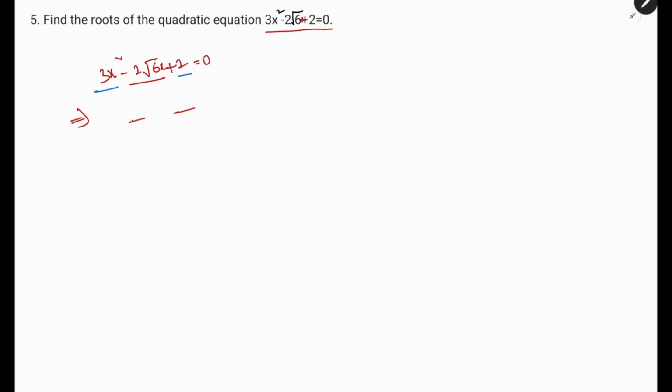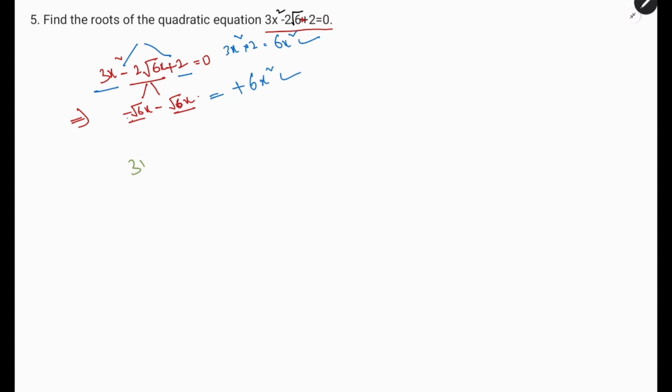See, here we write minus 2 root 6 x as minus root 6x and minus root 6x. Can we write like this? Yes. So we will see the product of these two terms. Here minus and minus will be plus, and root 6 into root 6 is 6, so 6x square. Now let us take the product of these two terms. It is 3x square into 2, it is 6x square.